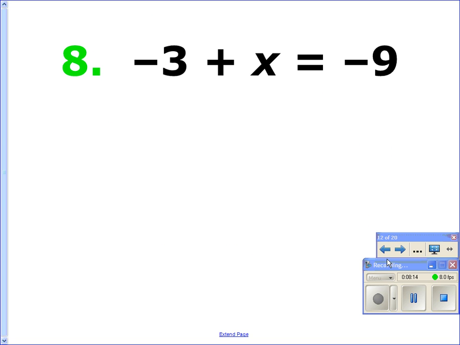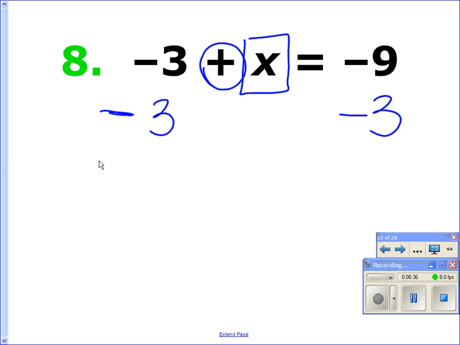Try this one on your own. Pause the video and start it back up when you're ready to check. Okay, you should have boxed the x, circled the addition. Okay, opposite of addition is subtraction, so we're going to subtract 3 on both sides.